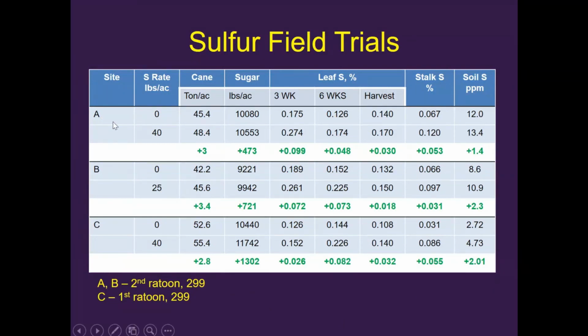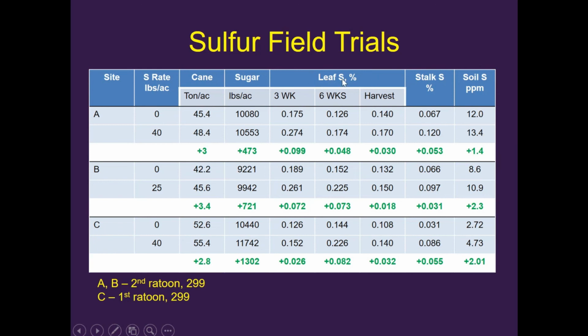A few trials that we conducted: we had 3 locations as a single where we looked into different sources, but comparing just the rates in one site between zero, a check, and 40 pounds of sulfur per acre against 25 pounds and another 40 pounds, with a different crop age of variety L0299. We see a positive increase in cane tonnage up to 3.4 tons with the application, even at 25 pounds of sulfur per acre. That translates into an increase in sugar content.